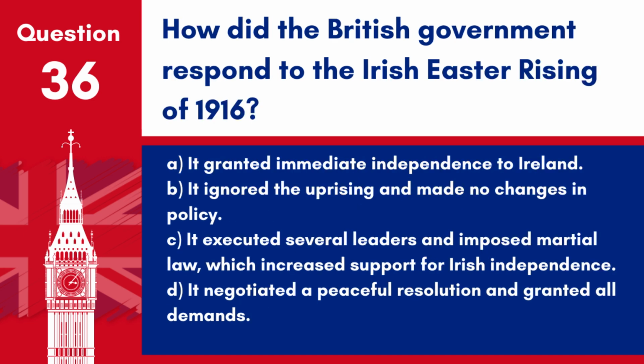Question 36. How did the British government respond to the Irish Easter Rising of 1916? A. It granted immediate independence to Ireland. B. It ignored the uprising and made no changes in policy. C. It executed several leaders and imposed martial law, which increased support for Irish independence. D. It negotiated a peaceful resolution and granted all demands.